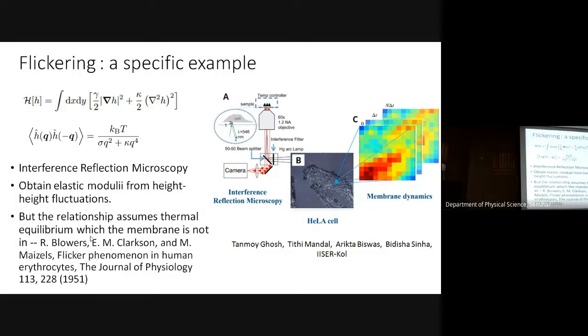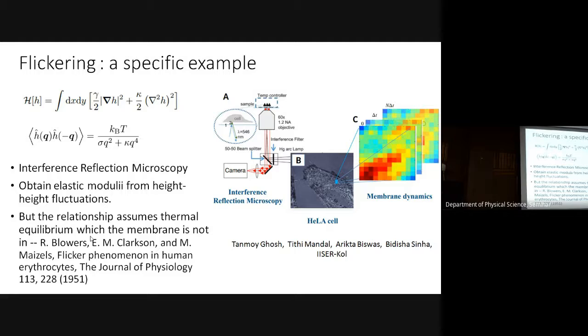What Tanmoy and people do is that they can find out what is happening over this very small green square, and they have something like 12 cross 12 or 20 cross 20 resolution in that. These colors denote the height. At different times you get different patterns of color, so that is essentially how the membrane is fluctuating in both space and time. This is called flickering.